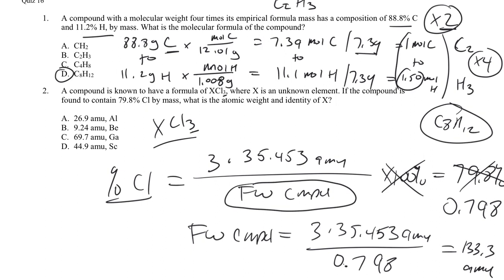Now from that information, can we determine X? And hopefully we can, because the whole mass of the compound is 133.3. 3 times 35.45 are the chlorines, so the difference has to be X. So the mass of X would just be 133.3 minus 3 times 35.453. So subtract the mass of the 3 chlorines from the total mass of the compound. And that's 26.9.